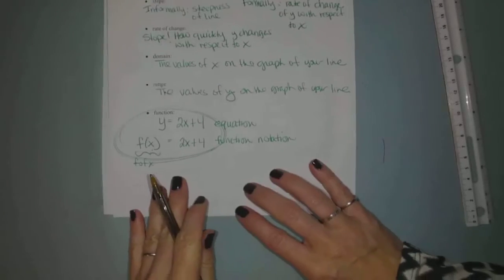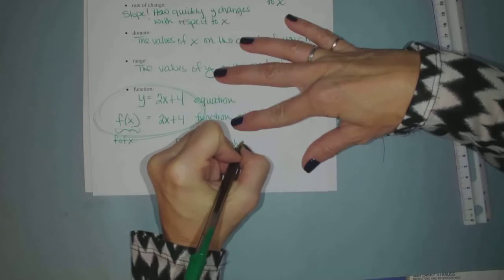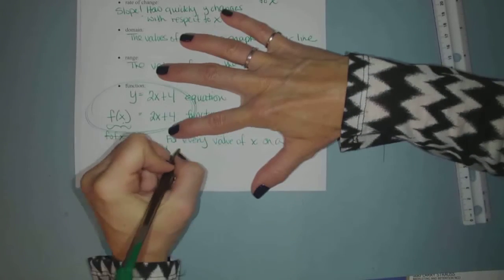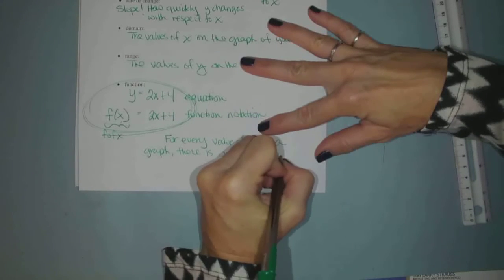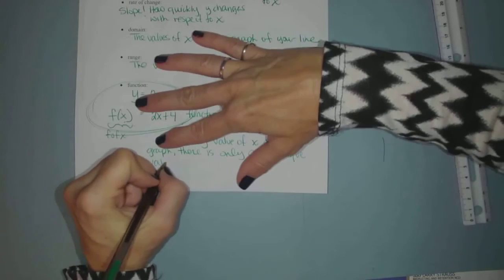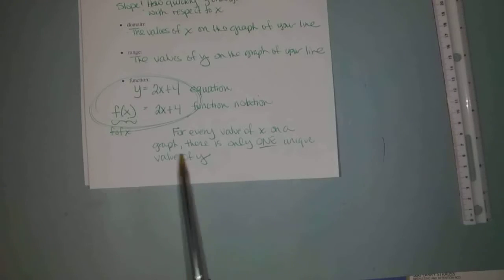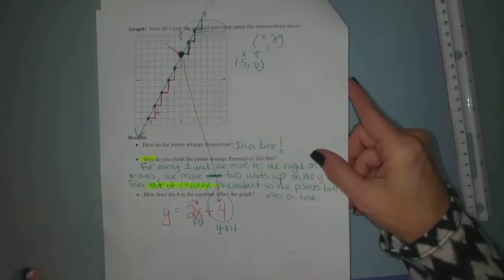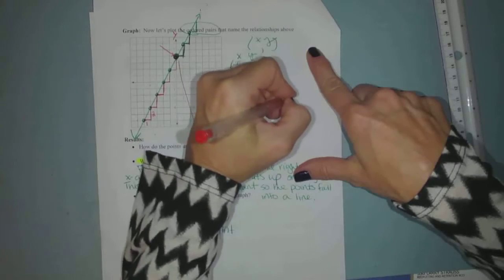Now, the definition of a function is this: for every value of x on a graph, there is only one unique value of y. Seems pretty simple. It's like a one-to-one relationship. Well, we can see on our graph, we have that. This graph right here, if you asked me, is this a function? I would say yes, this is a function.